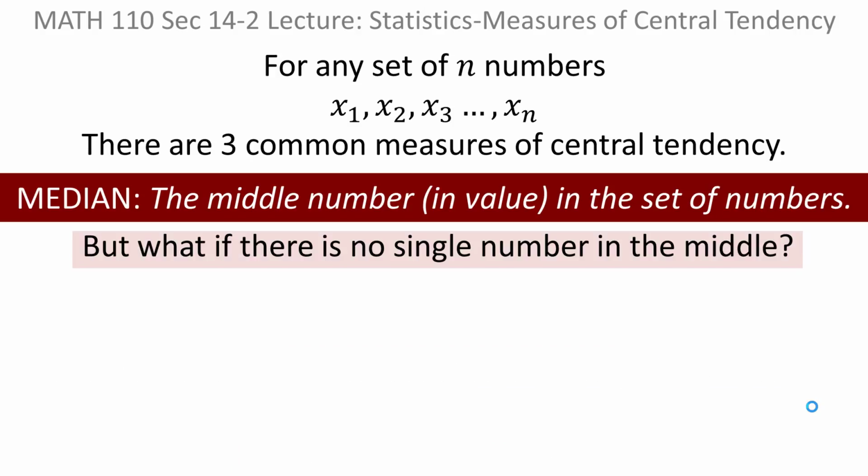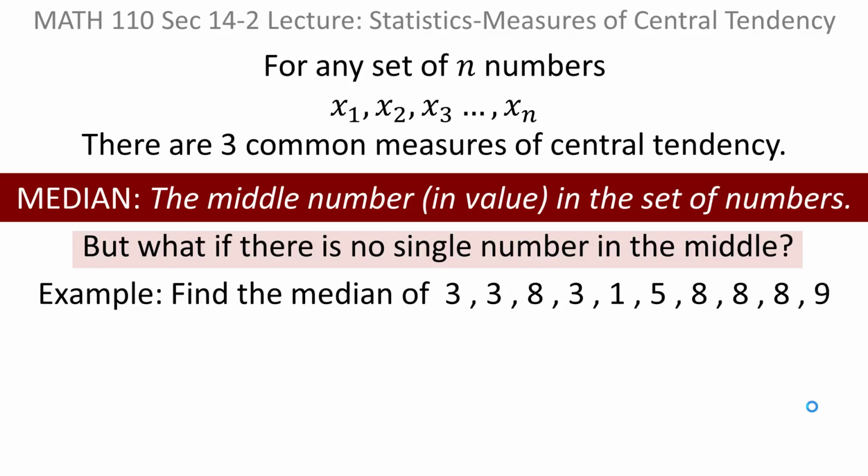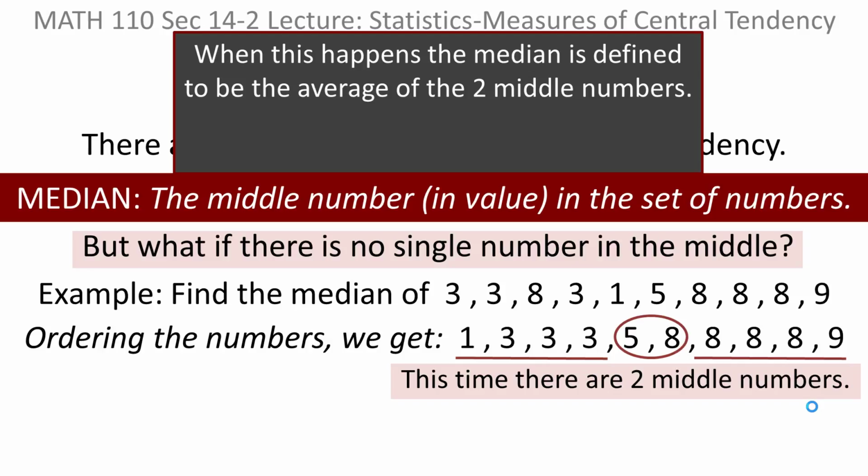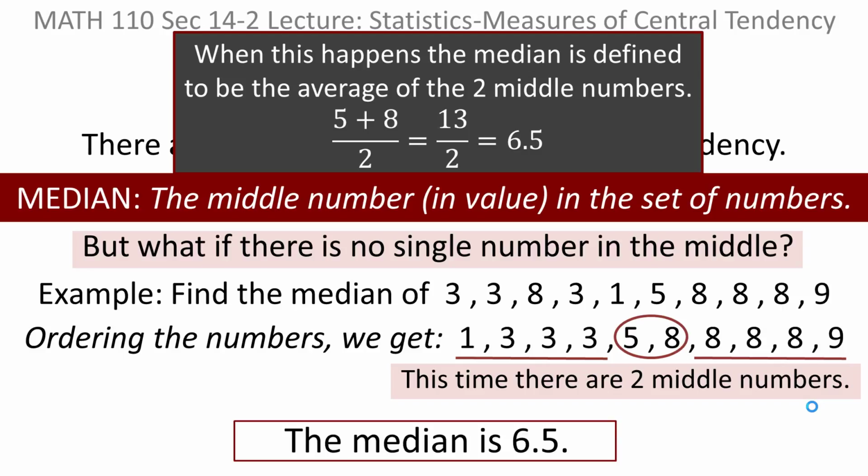Now you might ask, what happens if there is no single number in the middle? If I add another data point to that last set of data and put them in order, what I notice is there's no single number in the middle. Both the 5 and the 8 together make up the middle. What do you do then? The answer is you simply take the ordinary average of the two middle numbers. So you add them up and divide by 2. For this particular data set, you get 13 halves, which is 6.5. So the median here is 6.5. When there's no single middle number, you average the two numbers in the middle to get the median.